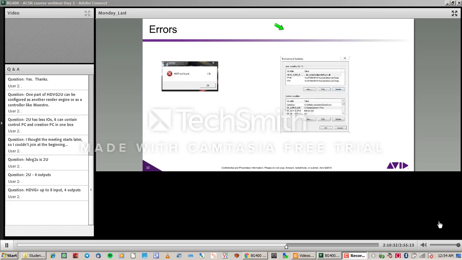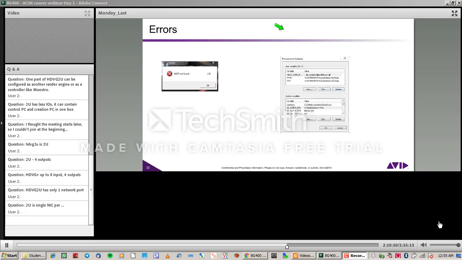If you're expecting to see more than 4 outputs, it doesn't matter if that is 5, 6, or 8, you need to see it on the list or make a clear order for the additional input boards. So by default, HDVG Plus has 4 inputs. If you want to use more than that, you need to have an additional board inside. The HDVG 2U, of course, doesn't have even such a possibility to add hardware. And of course, we need to remember that it's also limited by the license.